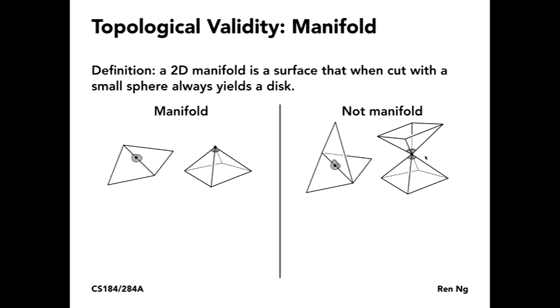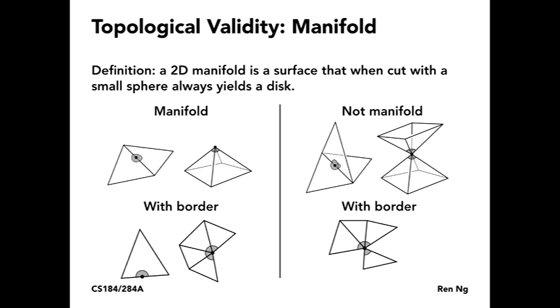Okay. I just wanted to ask about how small the spheres have to be. Good question. Think of it as an infinitesimally small sphere. So we're just looking for local continuity. Okay. Let's continue on. Good questions.